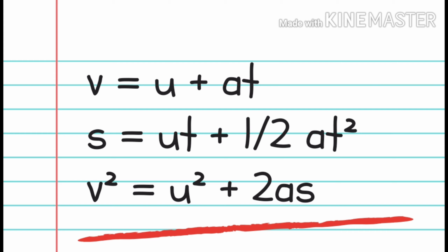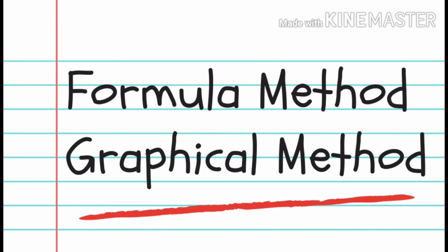So the first equation is v = u + at. s, which is displacement, equals ut + half at squared. And the third one is v squared = u squared + 2as. These equations can be derived by using two methods, formula method and graphical method. We will talk about the graphical method first.